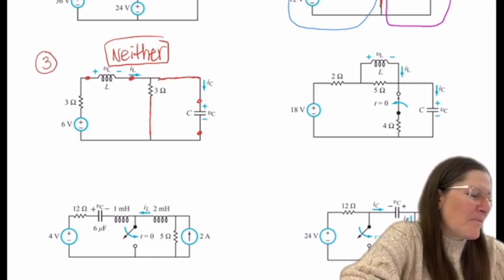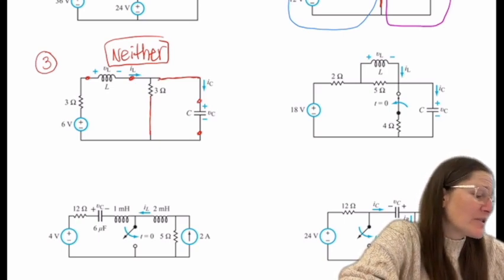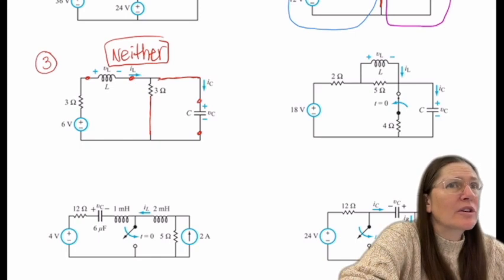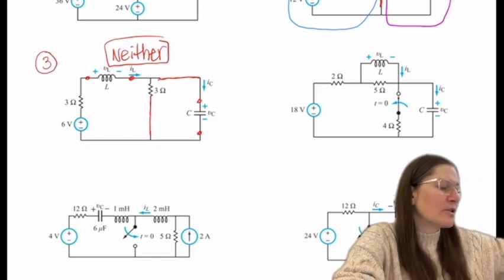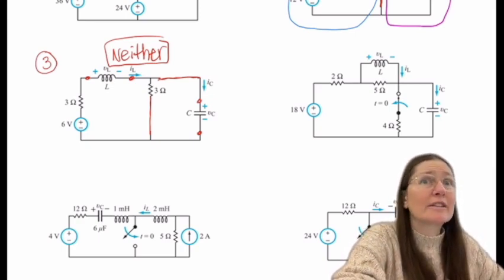There's still a resistor and source in there, correct? So because of that resistor and the 6, the L and the C are not in parallel to each other. The C will be in parallel to that 3, but then it's in parallel to the whole branch of L, R, and the voltage source. So again, it's still neither.